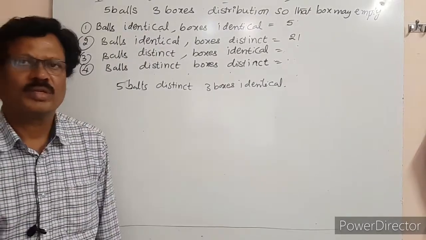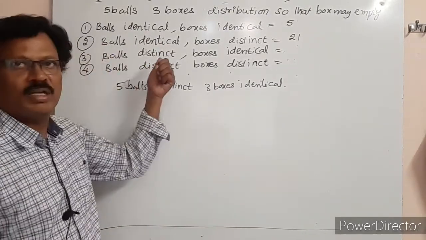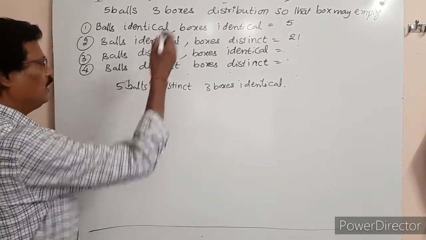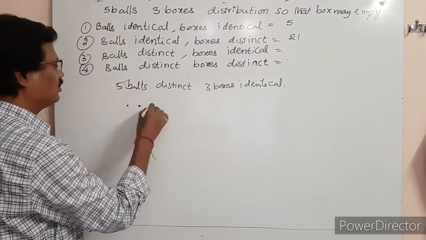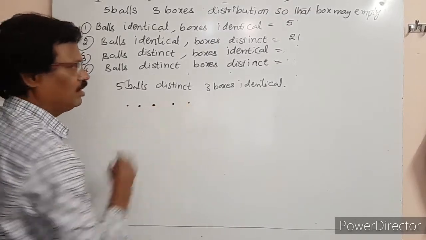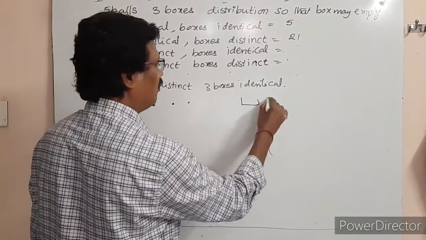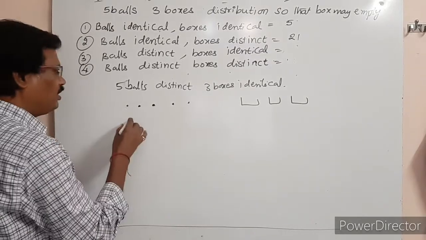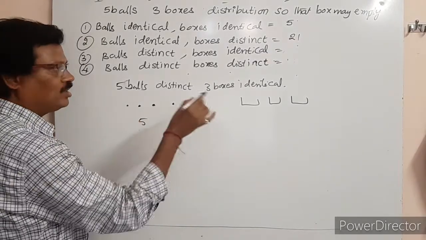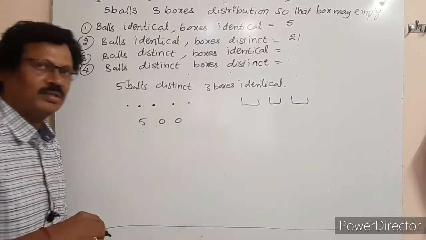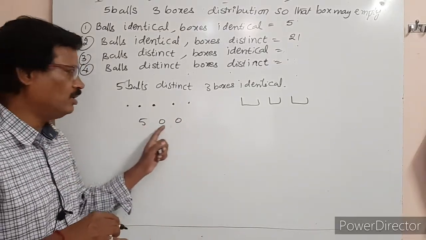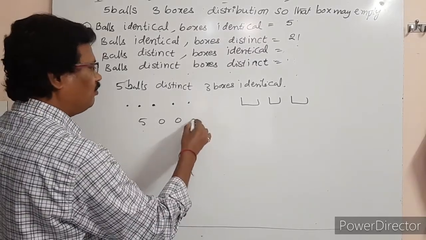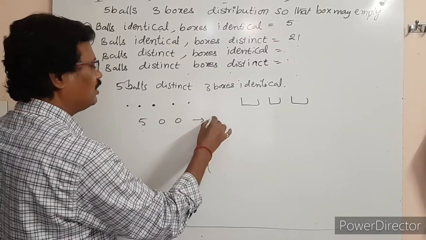Okay. Now see the next, the third one. Balls are distinct and the boxes are identical. Now these are the balls 1, 2, 3, 4, 5. Right, this is box 1, box 2, box 3. The boxes are identical. Now I am writing the balls like this. First box containing 5 balls, second, third 0, 0. Now this is nothing but how many ways? This is one way.